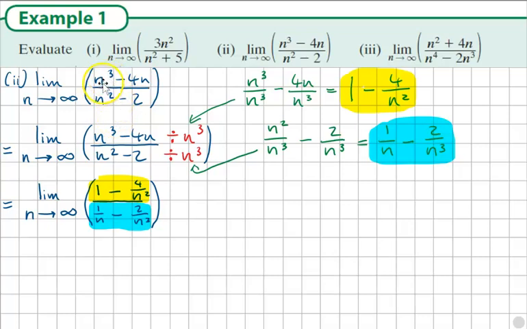So we started off with n, for example here, n cubed, and that ended up becoming 1, so it became a constant. And then the minus 4n became minus 4 over n squared, so the n is now in the denominator. The n squared became 1 over n, so the n is in the denominator. And the minus 2 became minus 2 over n cubed. So again, the n is in the denominator. And that's what we want, because now we can apply our rule. So each of these are going to tend to 0, and the 1 will just stay as 1.